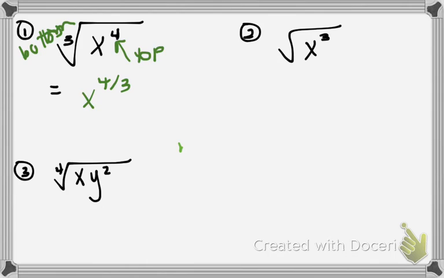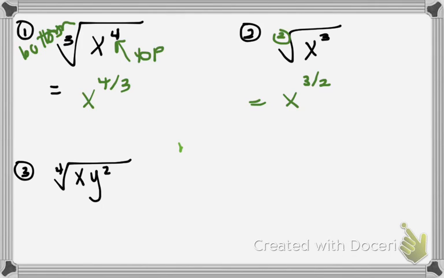Now if we don't see a number like number 2, if we don't see a value out here, we assume that it's a 2, because what we see there is a square root. And that's the opposite of squaring something. So our 3 will go on the top, and our 2 will go on the bottom.